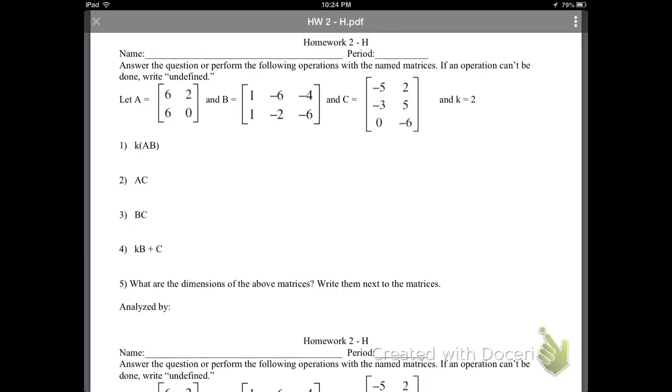Alright, time for homework 2. Alright, a bunch of matrices stuff. We got a little bit of multiplication going on. We got a lot of multiplication. And then some addition there, okay?